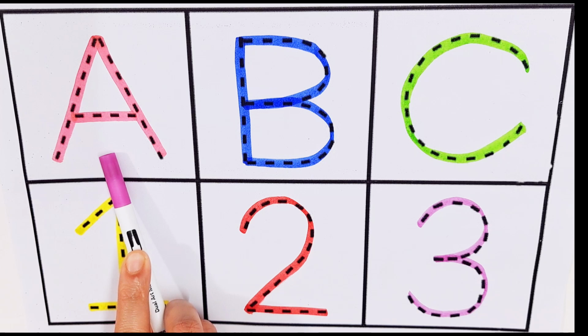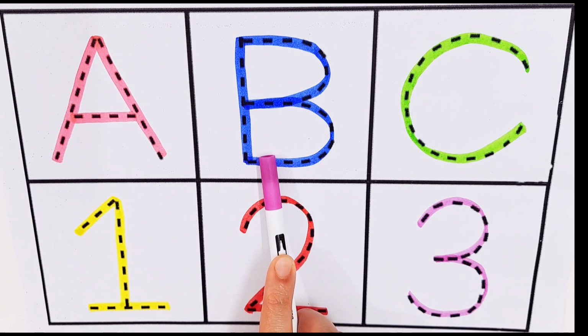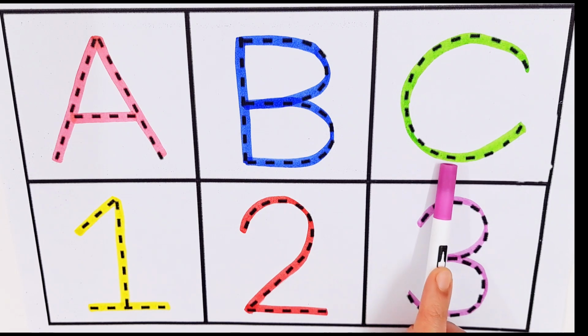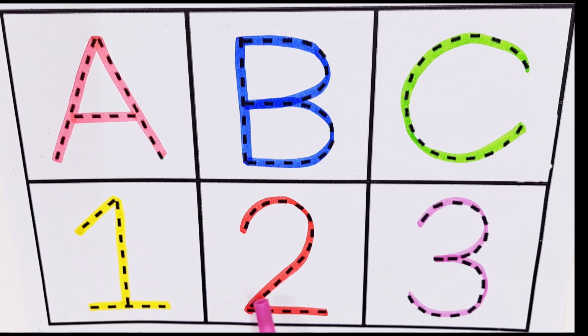A for arrow. B for butterfly. C for cat. Number 1, number 2, number 3.